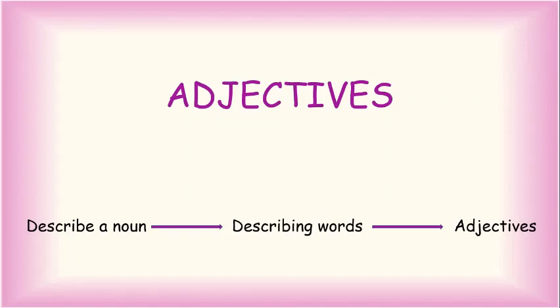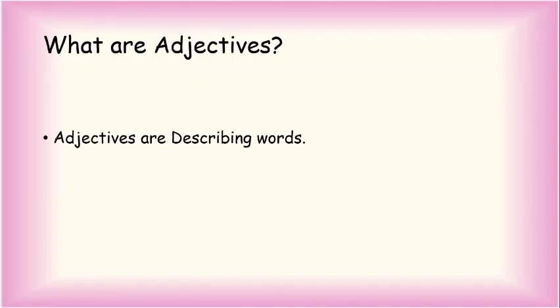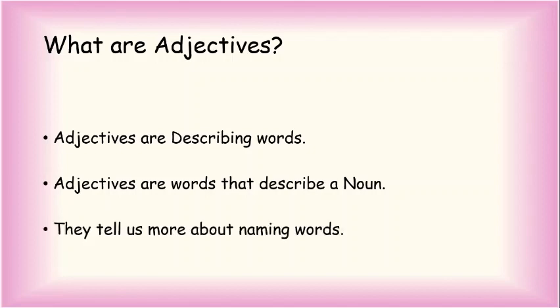So adjectives tell us more about nouns, about its shape, size, color, how does it look, how does it feel when you touch it, how does someone or something behave. All this information is given by adjectives. So what are adjectives? Adjectives are describing words. Adjectives are words that describe a noun. They tell us more about naming words.